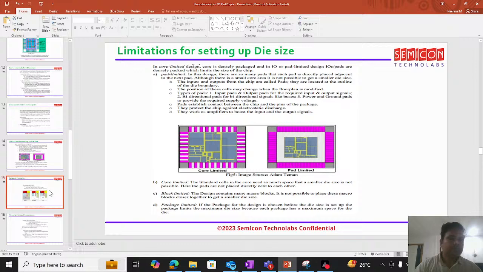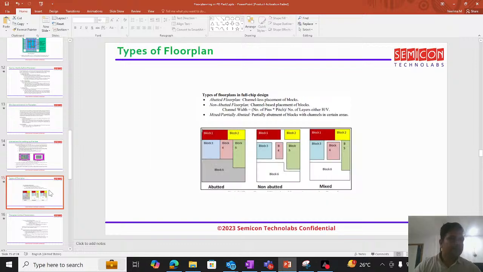Now what are the different types of floor plan? Very quickly, let me go through, there are three different types of floor plans. Abutted, as you can see, there is no gap between block to block. Non-abutted, we have a channel between block to block. And mixed, where in a few areas we have left the channel and in a few areas we have not. You can choose whichever floor plan is convenient for us at the top level.